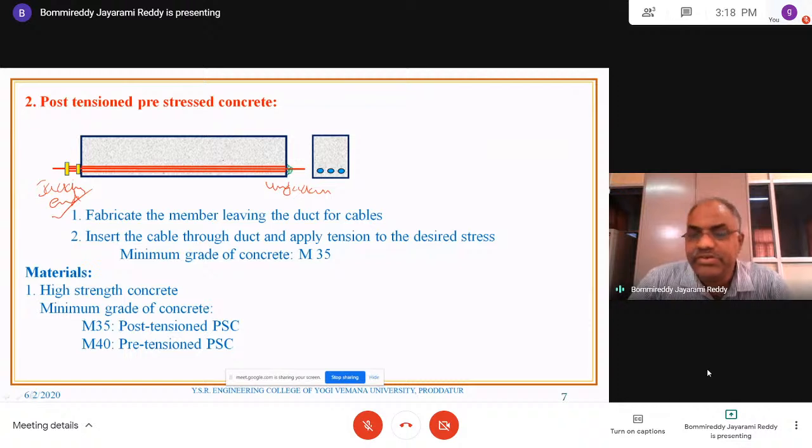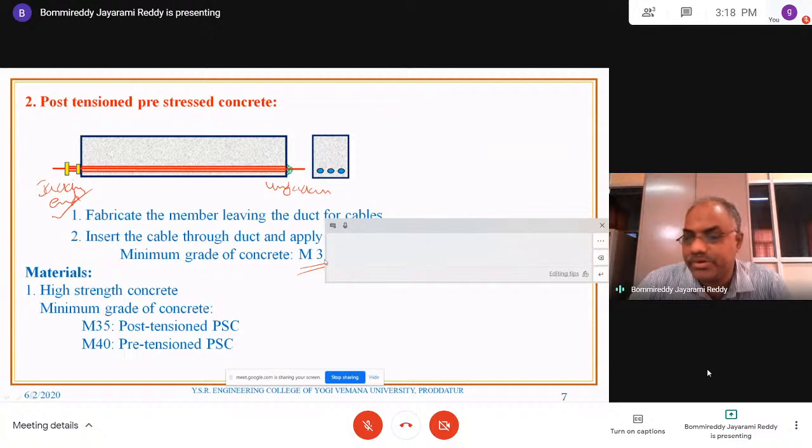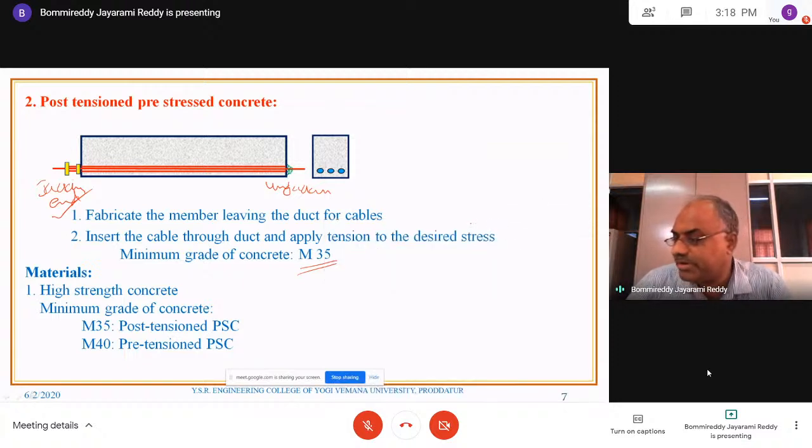Here, the tensioning is done after attaining sufficient strength of the concrete. So the minimum grade of concrete here is M35. Why M35 here and M40 for pre-tensioned concrete? In case of post-tensioned concrete, by the time of tensioning the cable, the concrete attains sufficient strength. So M35 is enough.